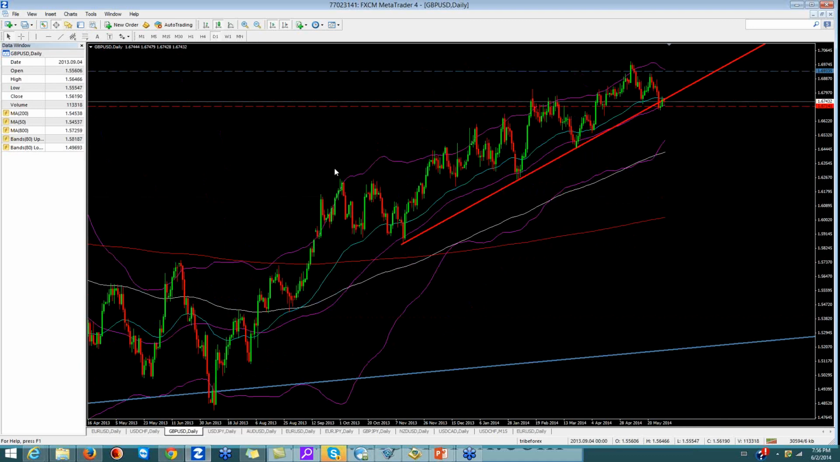On the pound dollar, so you can see here on the pound dollar, we have this beautiful trend line, and you can see prices just really come up against it. And what's beautiful about this trend line is that it also intersects a 50 EMA.